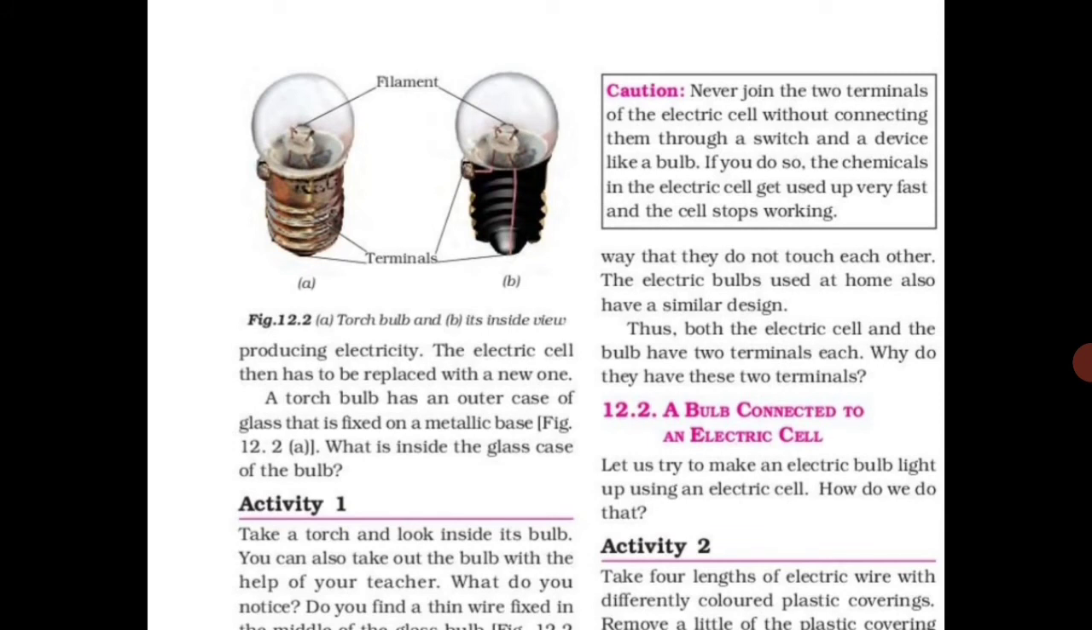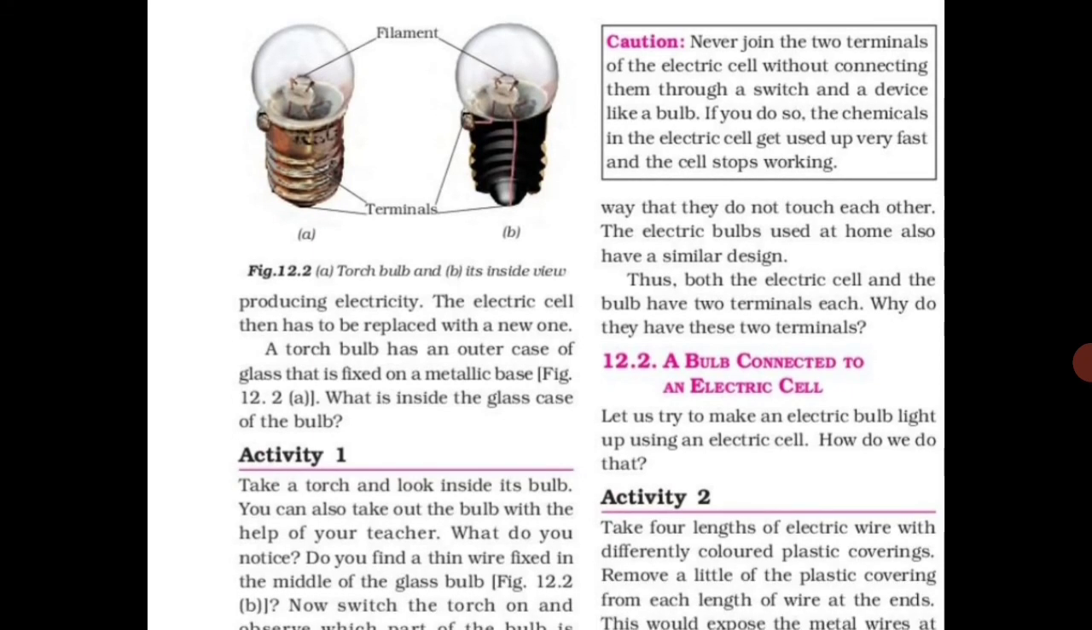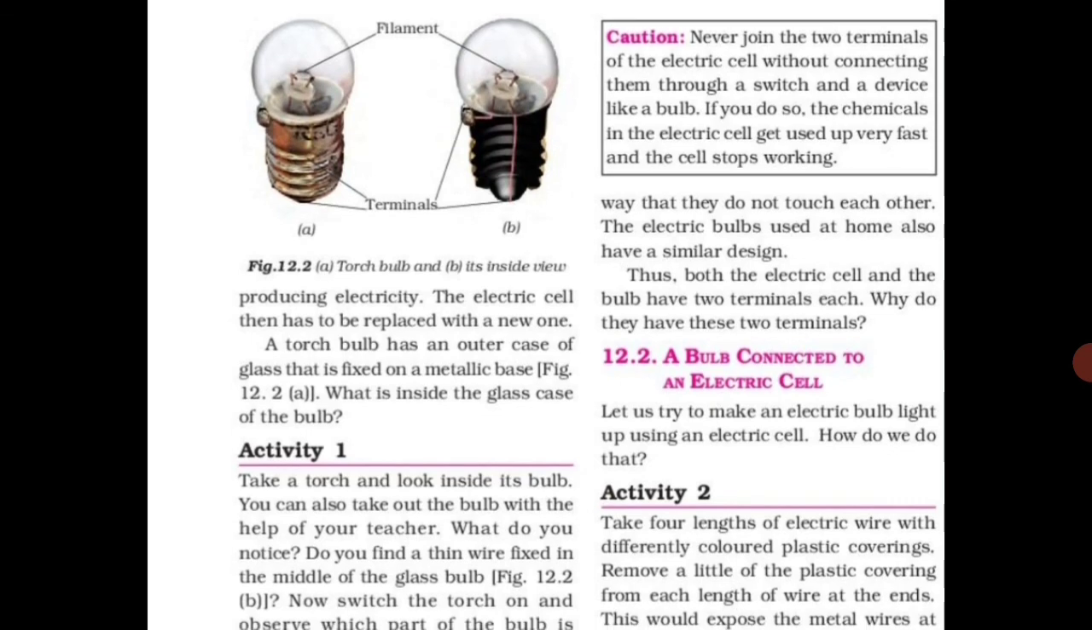One of these thick wires is connected to the metal case at the base of the bulb, and the other thick wire is connected to the metal tip at the center of the base. The base of the bulb and the metal tip of the base are the two terminals of the bulb. These two terminals are fixed in such a way that they do not touch each other. The electric bulb used at home also has a similar design.